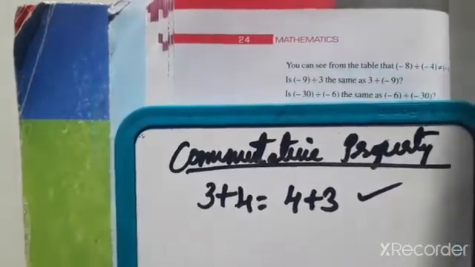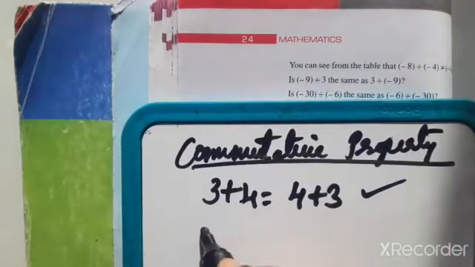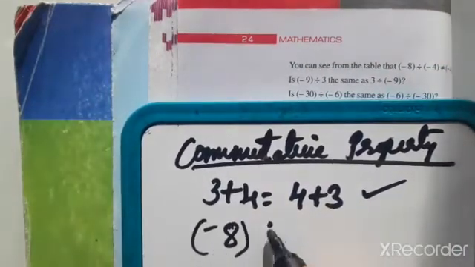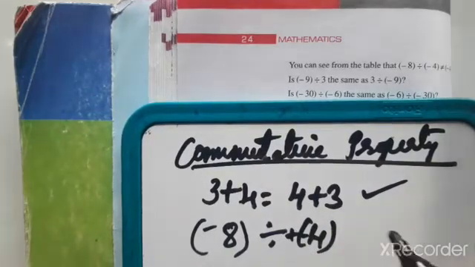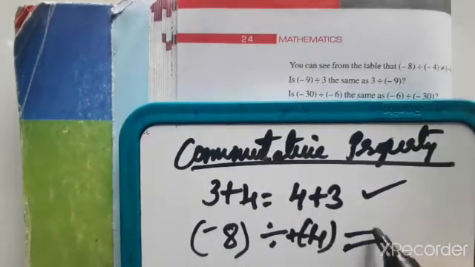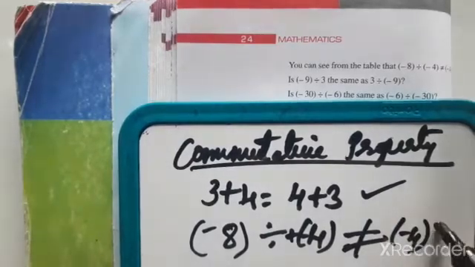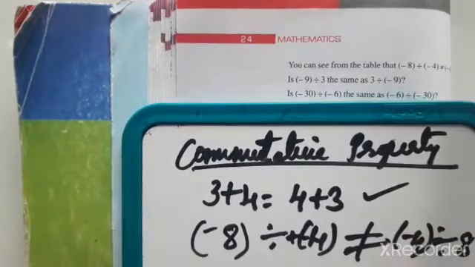Now we have to check whether division of minus 8 divided by minus 4 does not equal minus 4 divided by minus 8. That we have to check now.